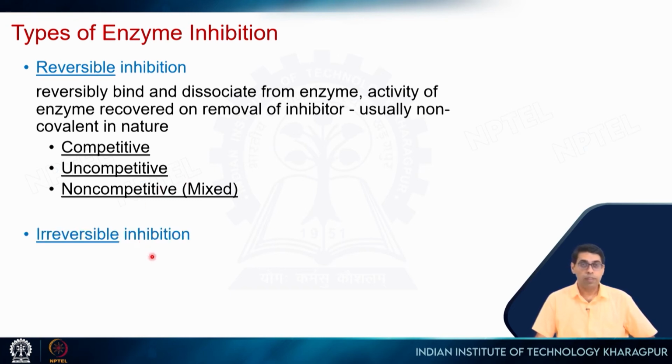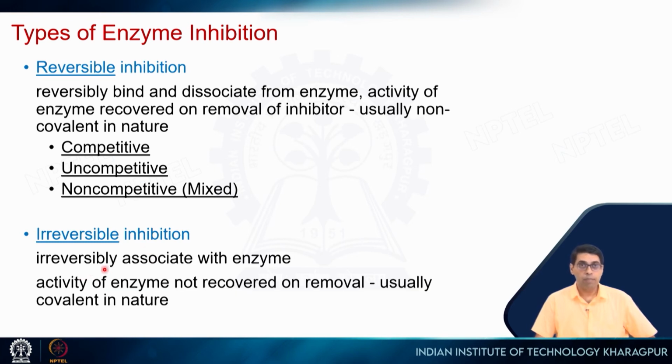The second type of inhibitors are called irreversible inhibitors or irreversible inhibition. In this case, the inhibitor forms a covalent bond with the enzyme and binds it irreversibly. So, the enzyme activity cannot be regained. These inhibitors permanently inhibit the enzyme.